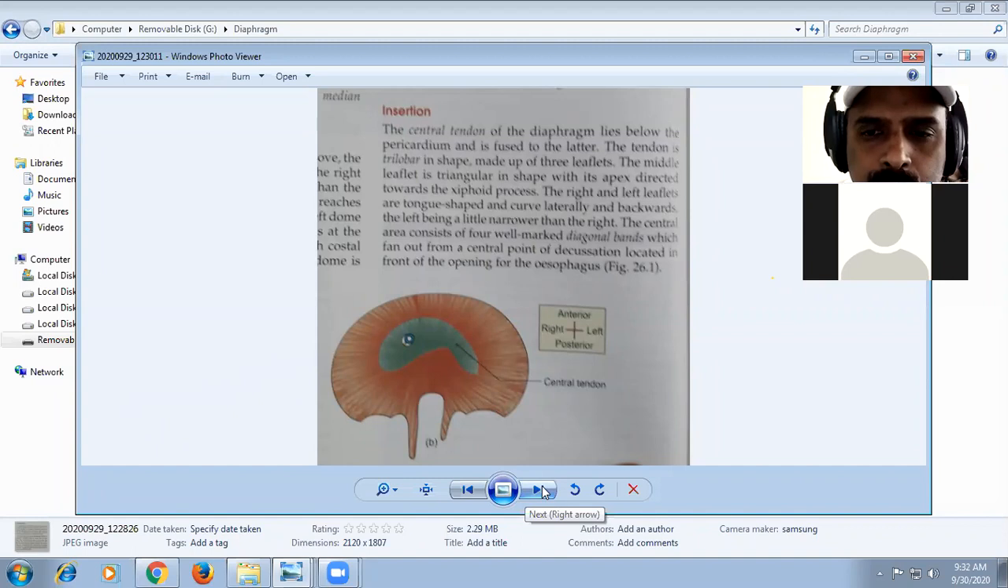So this is all about the insertion of the diaphragm.